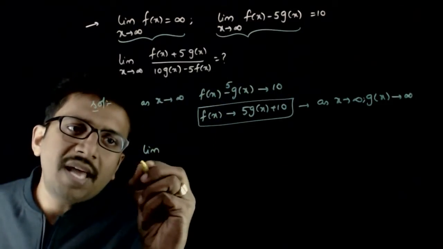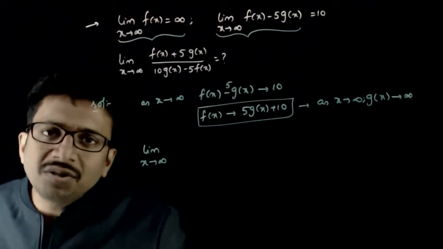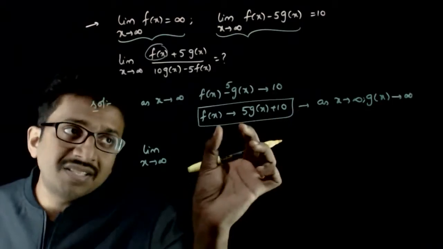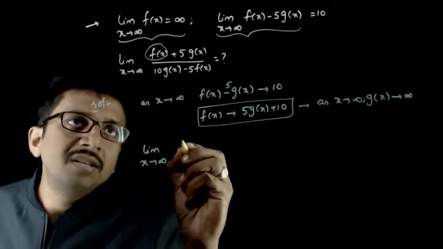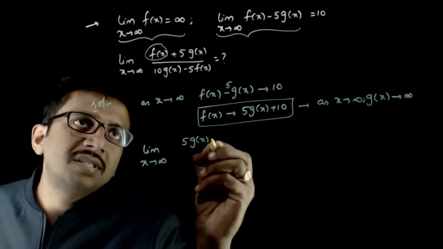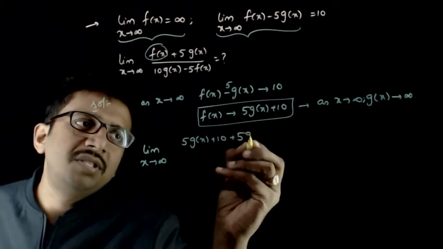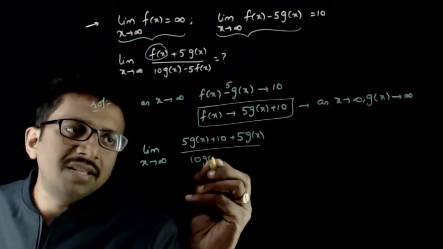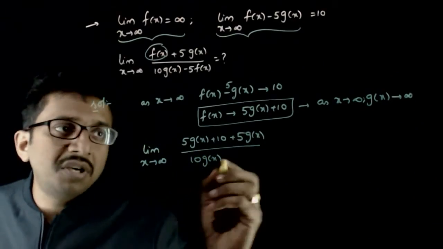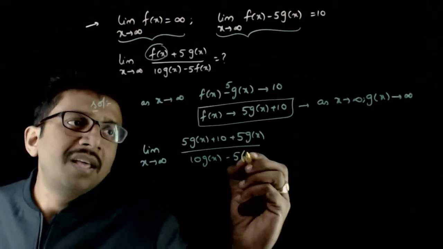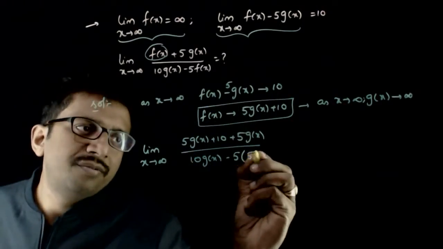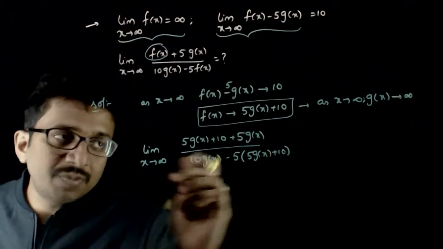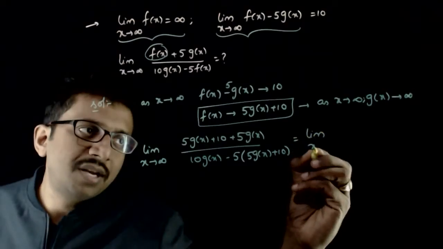So limit x tends to infinity, as x tends to infinity, where is f of x going to? f of x is tending to 5g of x plus 10. So I can write 5g of x plus 10 plus 5g of x divided by 10g of x, which will remain same. I'm trying to convert f of x in terms of g of x. Minus 5 times f of x will tend to 5g of x plus 10. So that means this expression is tending to, let's see what is happening.